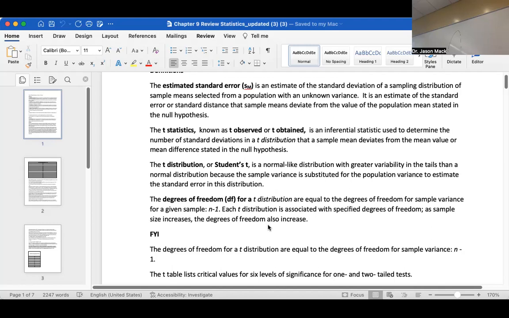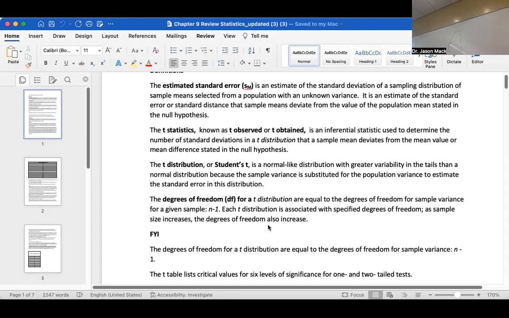The t statistic, which is known as t observed or t obtained, is an inferential statistic used to determine the number of standard deviations that a sample mean deviates from the mean value or the mean difference stated in the null hypothesis. The t distribution, or Student's t, is a normal-like distribution equal to the degrees of freedom for sample variance for a given sample, n-1.